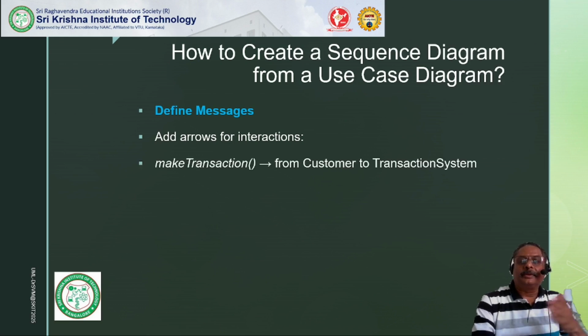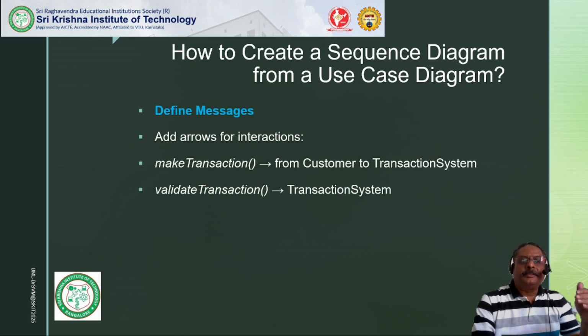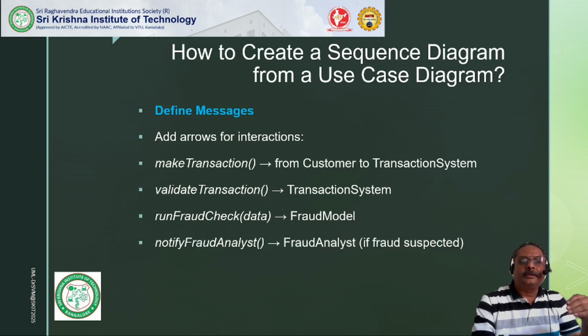So here from customer to transaction system, one message is forwarded, then the next message forwarded is validate transaction. So this is done by the transaction system itself. That means it's a self loop. So it checks itself whether the transaction is valid or not, and then it wants to verify whether the transaction is fraud or not. So for that, the message is forwarded to the fraud model, and it verifies whether the transaction is fraud or not, and then notify the fraud analyst.